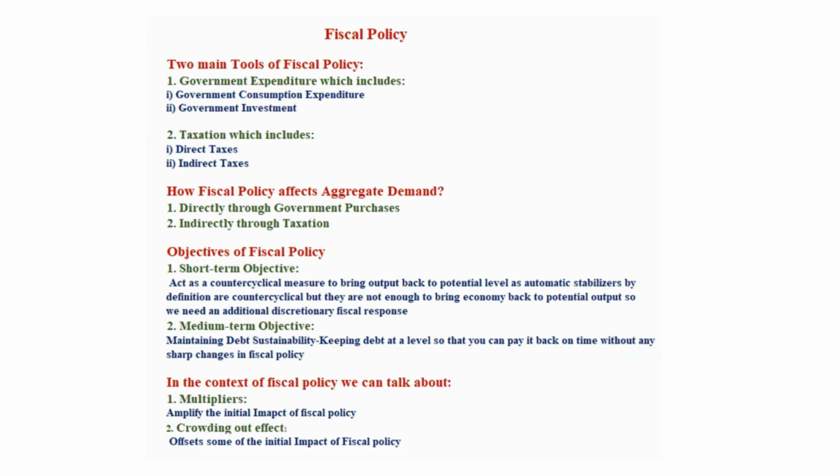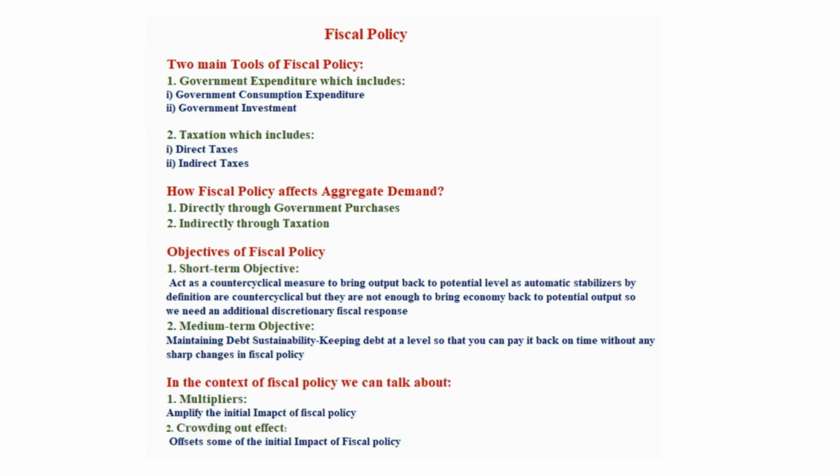And the second tool being taxation, which includes both direct taxes, which are not imposed on transactions, but rather on the actual amount of income or wealth an individual has, such as personal income taxes and corporate taxes. And secondly, we have indirect taxes, which depend upon transactions, such as sales tax and custom duty. So now we want to look at how fiscal policy affects aggregate demand.